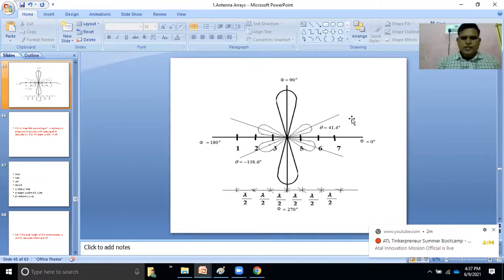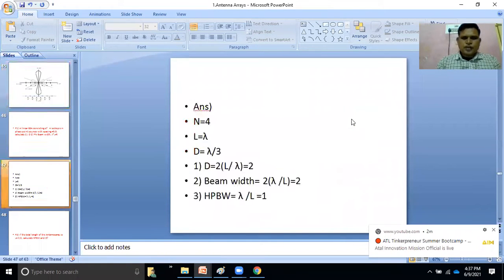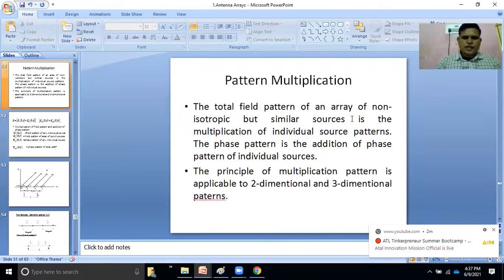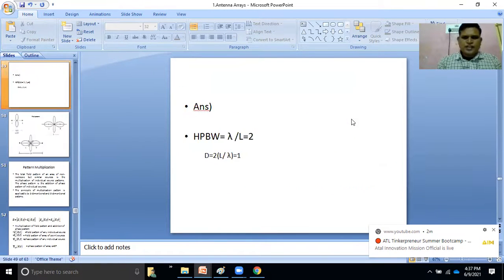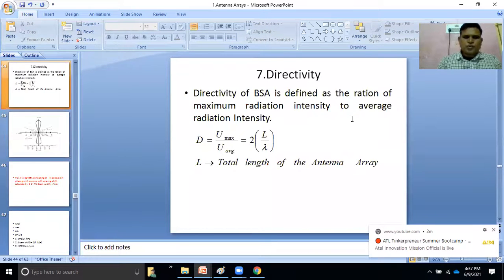Next, we have some problems. I have already shared this slide. Before discussing the end-fire array, we have a small topic, pattern multiplication. In the next class, I will discuss pattern multiplication. Please go through these slides.